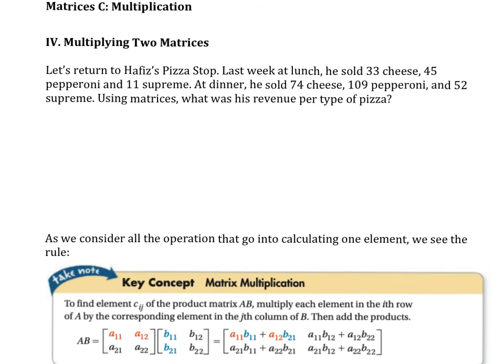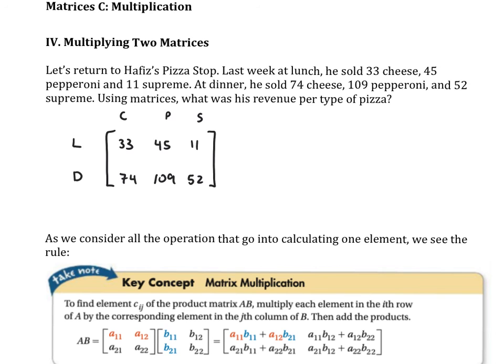So let's look at this. If we have the lunch and we have the dinner crowd, here's what happened. And up here, we're doing the cheese, the pepperoni, and the supreme. So we end up getting a 2x3 matrix there. So it's 33 here, 45, and 11 supreme. And then for dinner, 74, 109, and then 52.